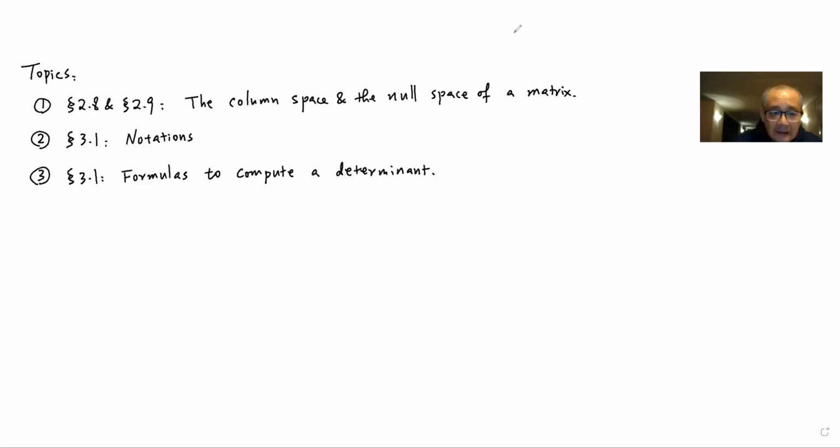Okay, today, let's finish these two sections. And then we turn to study section 3.1. Section 3.1 is about a determinant of a square matrix. Topic 1, first. Associated with a matrix, there are two subspaces. Here is the definition.